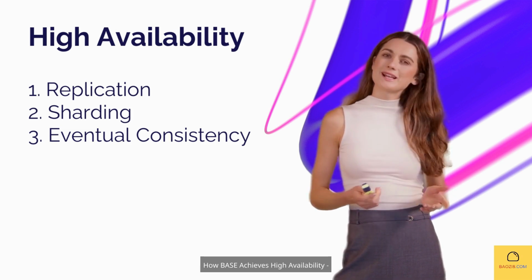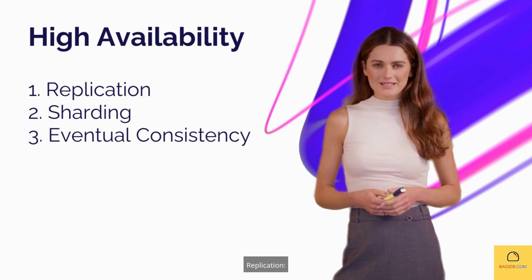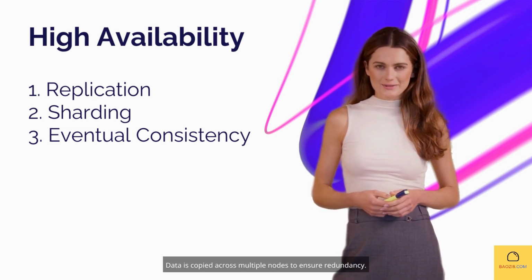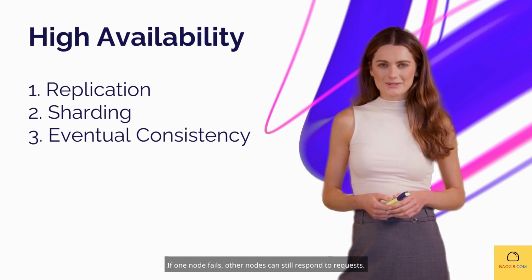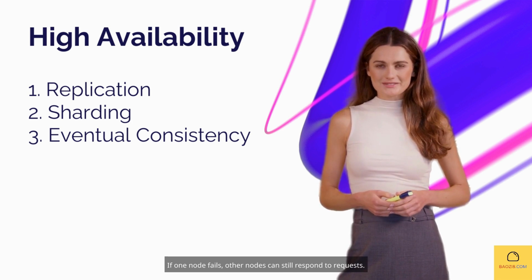How BASE achieves high availability. 1. Replication. Data is copied across multiple nodes to ensure redundancy. If one node fails, other nodes can still respond to requests.